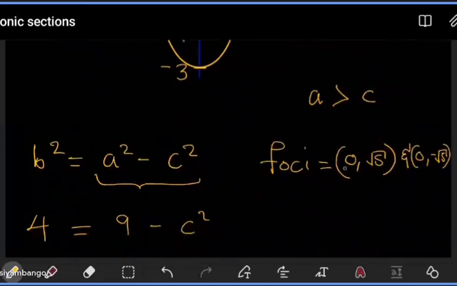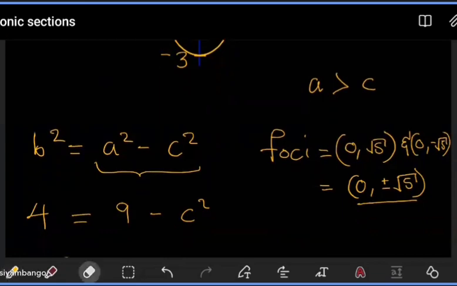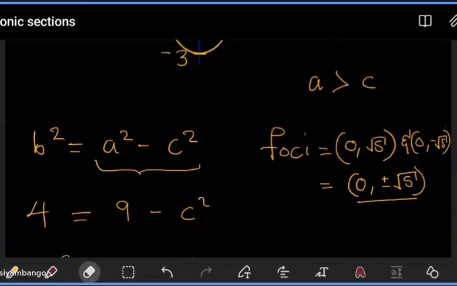Now, they're presented like this, but sometimes you'll find that they can also be compacted. Since in each case the x is 0, they can also be presented as 0, comma, plus or minus root 5. So even this can be used to imply this. Whichever case you get, be able to interpret it accordingly. Okay, that part is done. We have stated where the foci are.